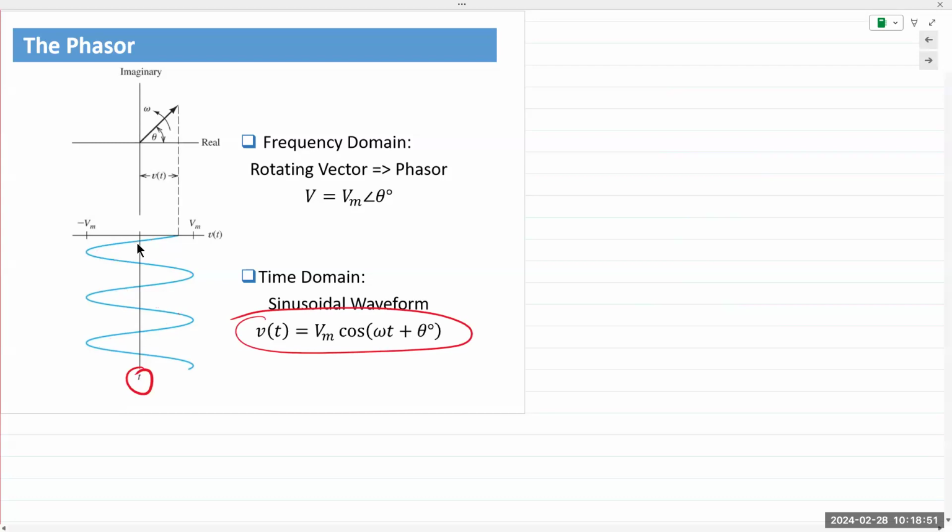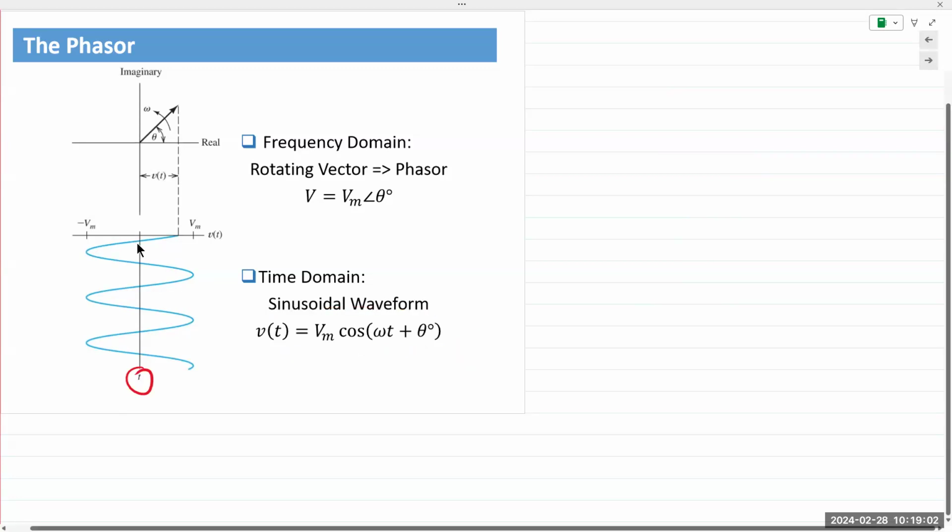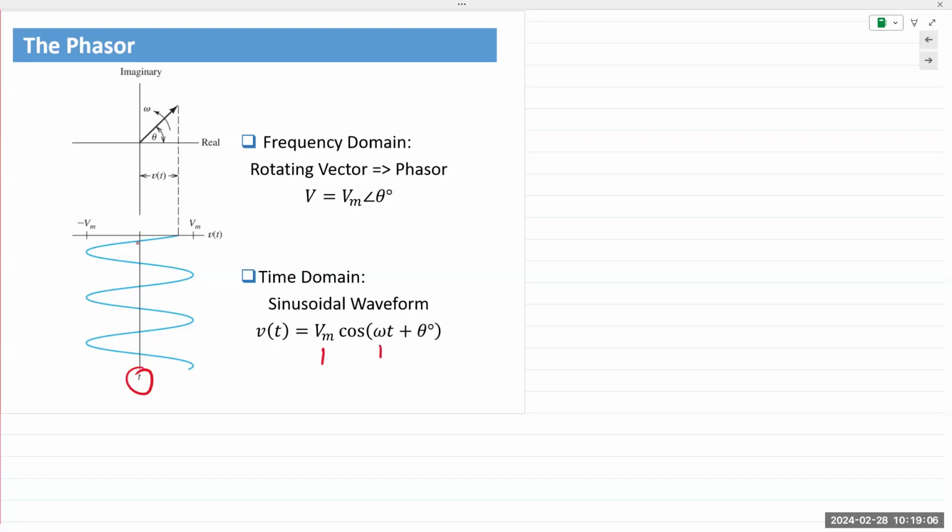So we already saw this equation last class. V of t is represented as Vm cos of omega t plus or minus theta. Three quantities describe this waveform in the time domain: the magnitude or the peak value, the frequency, and the phase. The reason we keep the phase separate is because we want to perform a phasor transform and represent it as a vector in the frequency domain.